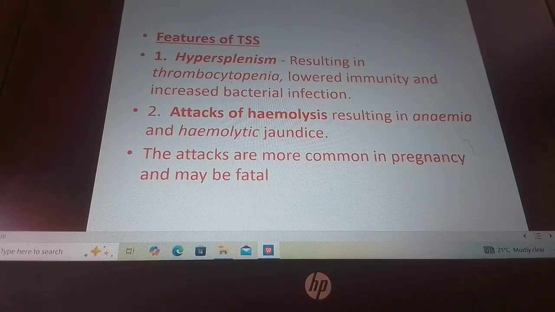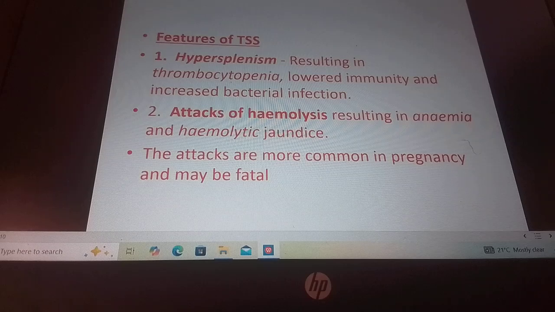Okay, so the features of that TSS, they're saying you have hypersplenism. This one will result in thrombocytopenia and lowered immunity, and also increased bacterial infection. Then we also have another feature, attacks of hemolysis, resulting in anemia and hemolytic jaundice. So you may also find out that jaundice could be a feature of malaria. So you should be able to remember that.